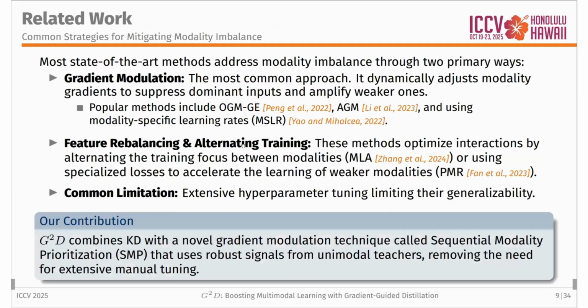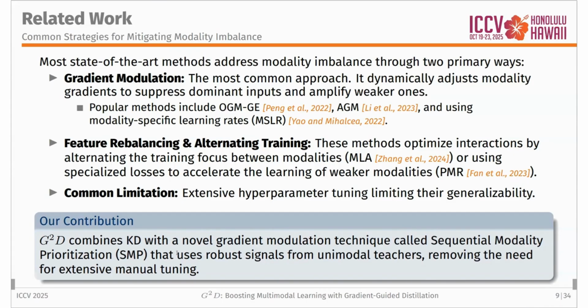Now I'll be going through some of the related works. There has been a lot of work in preventing or mitigating modality imbalance. There have been some gradient modulation techniques. Popular methods include OGM-GE, which is on-the-fly gradient modulation with generalization enhancement. There has been work with AGM, which is adaptive gradient modulation, and also modality-specific learning rates. There have also been some feature balancing and alternative training methods like MLA and PMR. However, most of these methods introduce dedicated hyperparameters, and we need to extensively tune these hyperparameters to different datasets, limiting their generalizability.